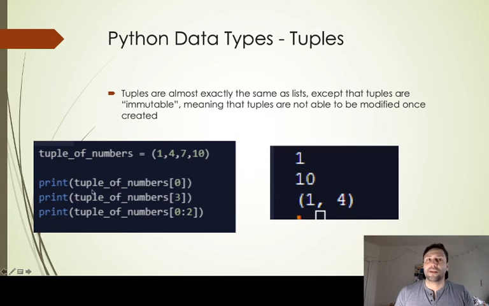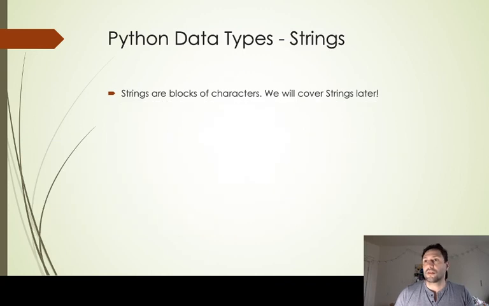So for example, we could say tuple of numbers 0, we'll get 1. Tuple of numbers 3, we'll get whatever's at index 3, which is 10, and then 0 to 2, we can get the slice from 0 to 2, which is just going to be 1, 4, because the 2 index is not inclusive. So you might see some tuples at some point. I will almost definitely be using lists 90% of the time. There would have to be a special reason I'm using tuples.